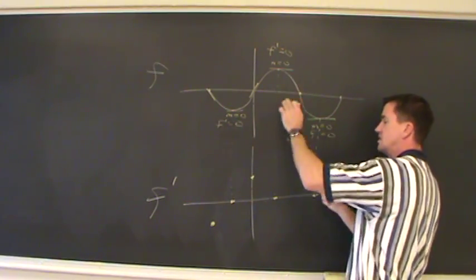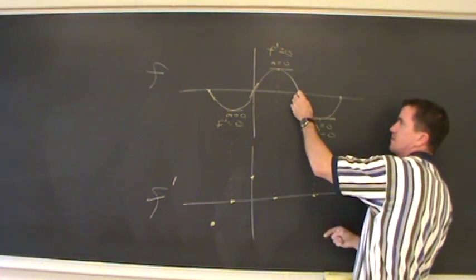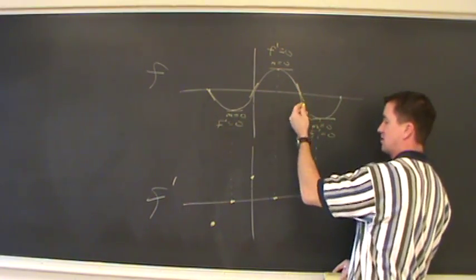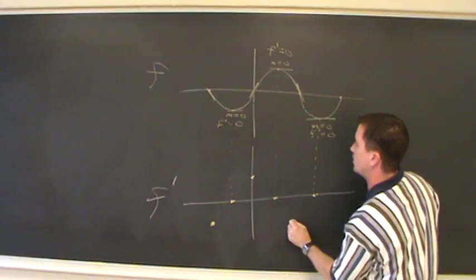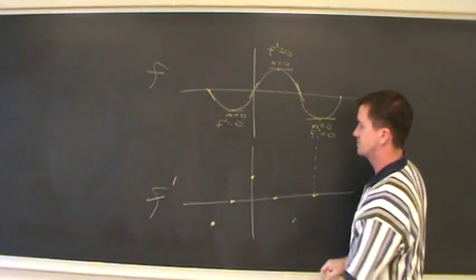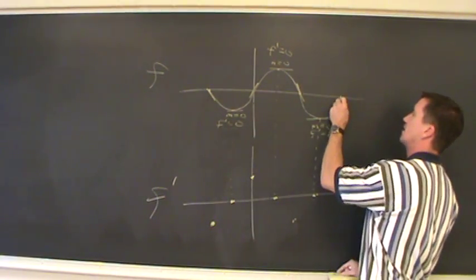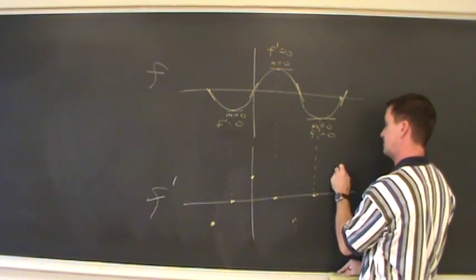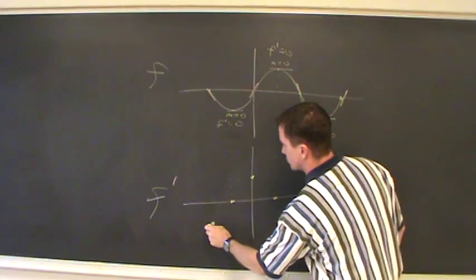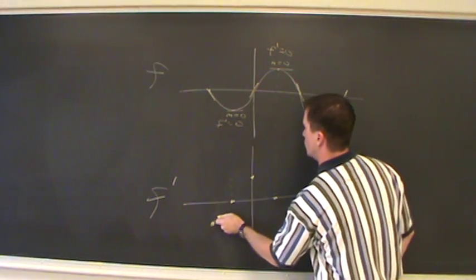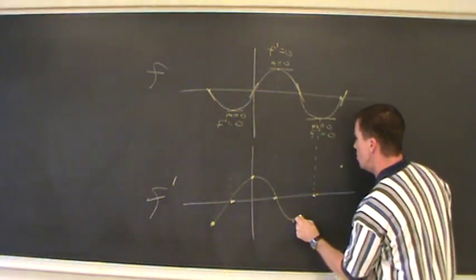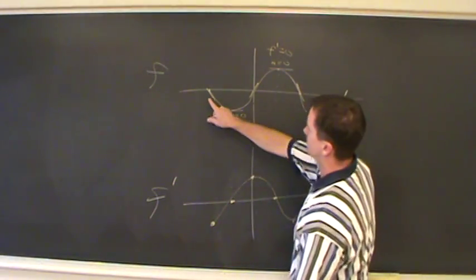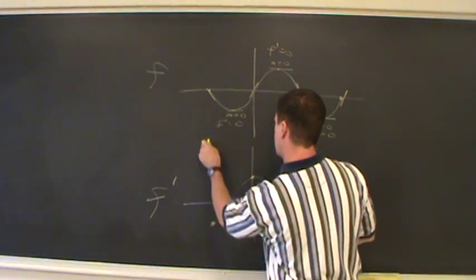How about right here? Notice I'm going in between these values here. The slope right here, once again, is negative. See how this slope is negative? F prime is negative, so I'm just going to put a value here in the negative region. And how about right here? The slope, everyone, right there would be positive. Now I can build this graph, and make sure this is lined up here.